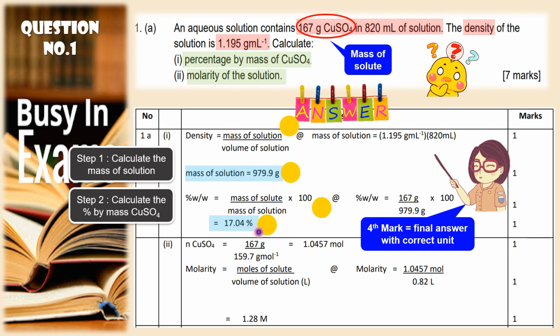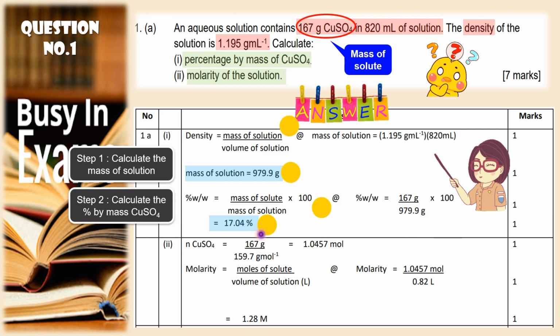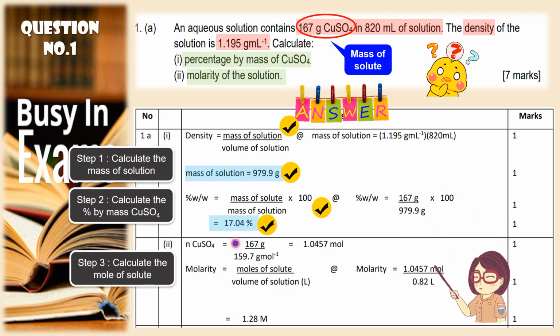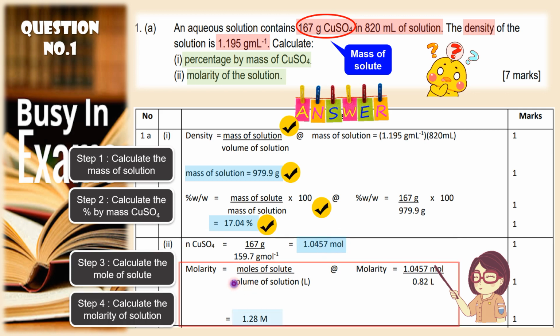Alright, so for 1A2, molarity of the solution. First step, you have to calculate the number of mole of solute. Please remember, for the number of mole of solute here, you have to take the answer to 3 to 4 decimal places with the unit. Calculate the molarity: substitute the mole of solute, that is copper sulfate, into the formula of molarity. Then the final answer here is 1.28 molar.